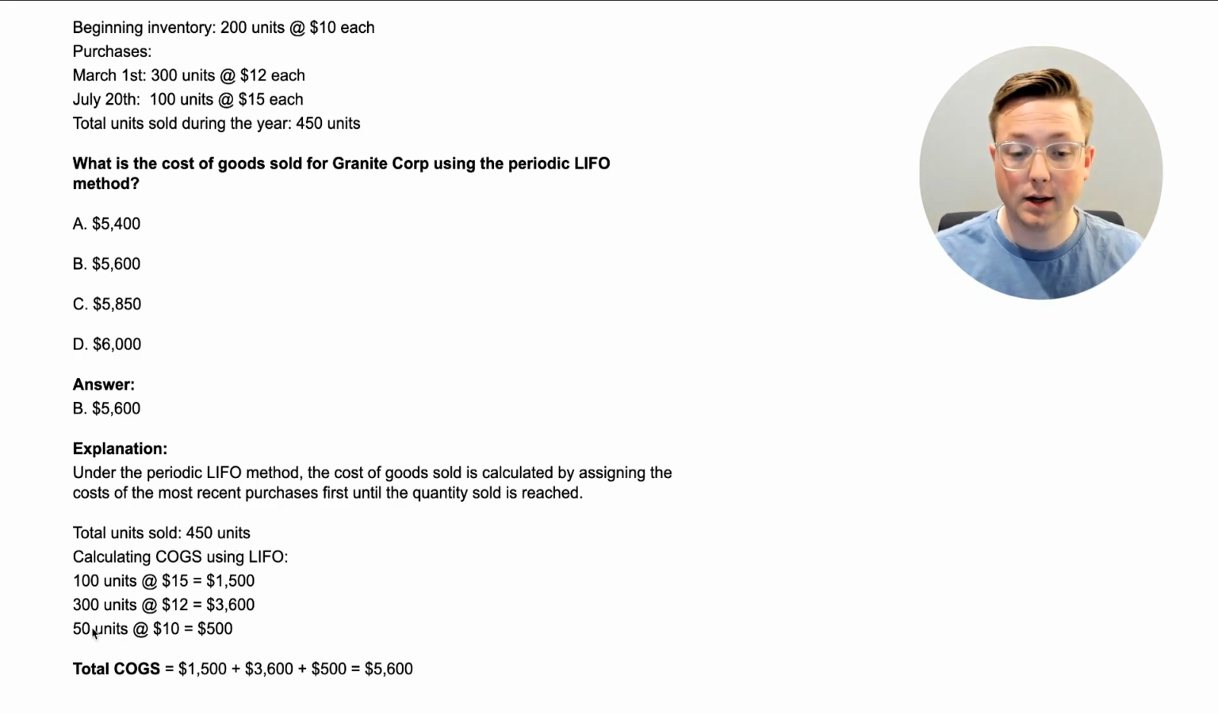So we have 50 units from the beginning, 300 units from March 1st, and 100 units from July 20th. You add that all up together, that was how much was sold, and it's $5,600 of inventory was sold. So that means that that was $5,600 of cost of goods sold. Again, pretty easy because all you have to do is know how many units were sold, and then based on those units, work your way up from the purchases throughout the year to figure out how much the cost of goods sold was.